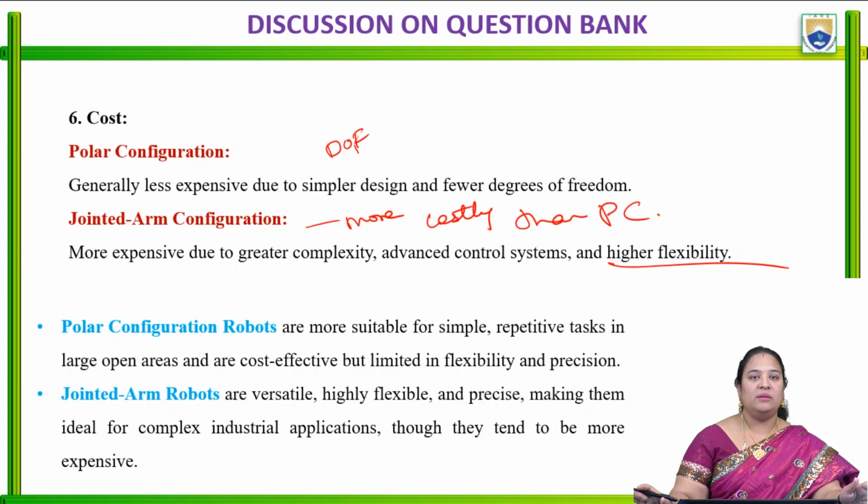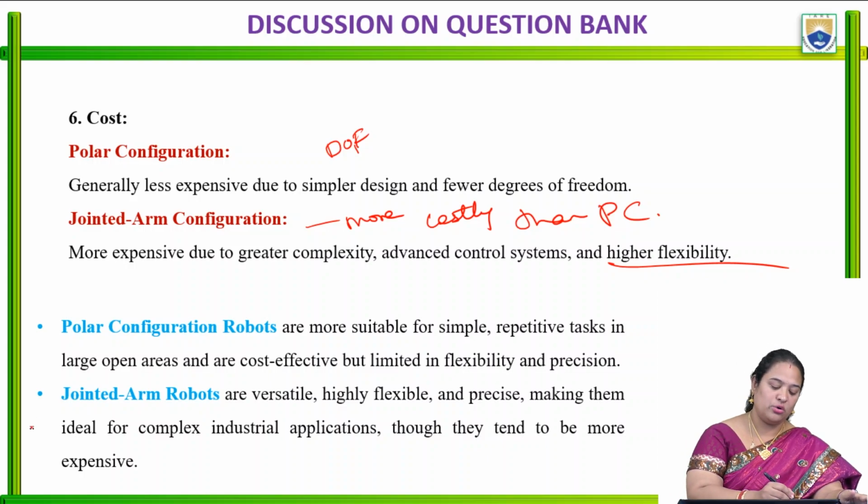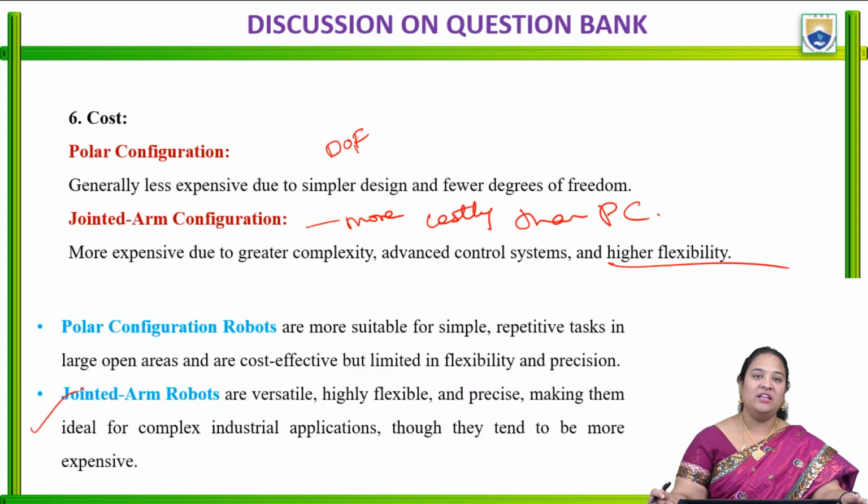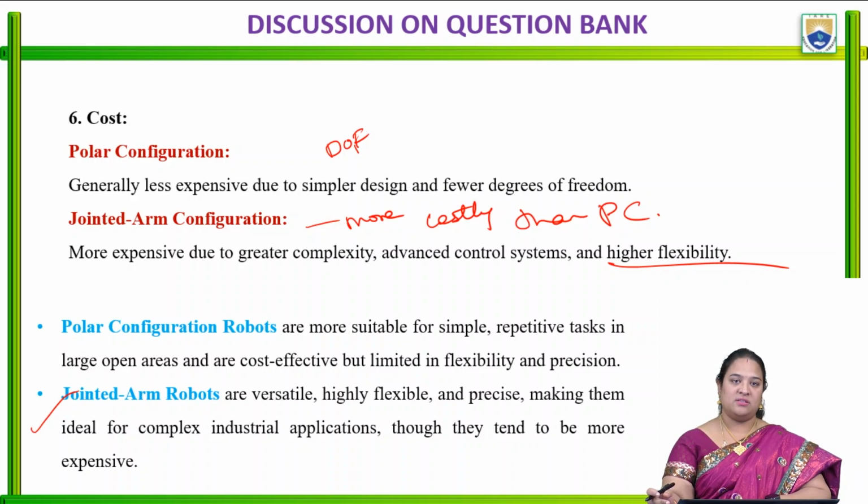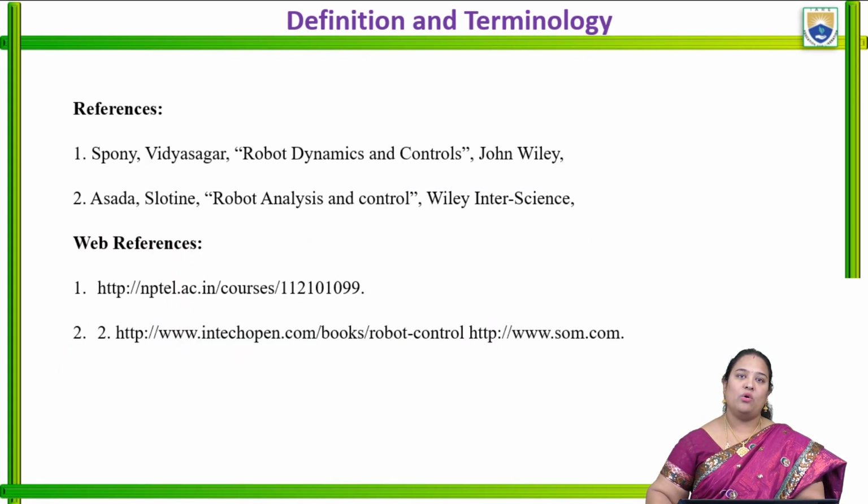So overall, polar configuration systems are generally used in small scale industry where we have simple operations or repetitive operations to be done. There we use the polar configuration. Whereas in large scale industry where we need to work on larger objects, we go for the jointed arm robot, which has higher degrees of freedom, is more flexible, and has more control systems. So this is the difference between the polar configuration and the jointed arm configuration.